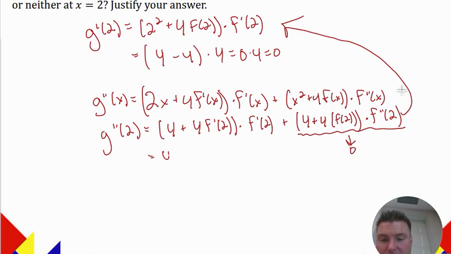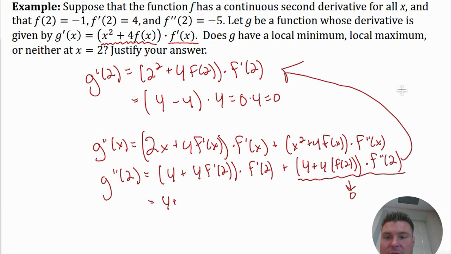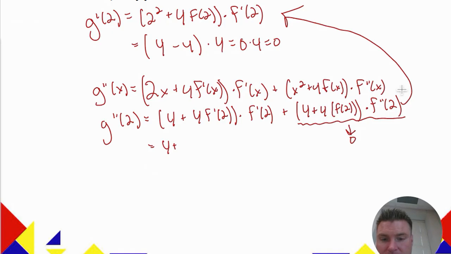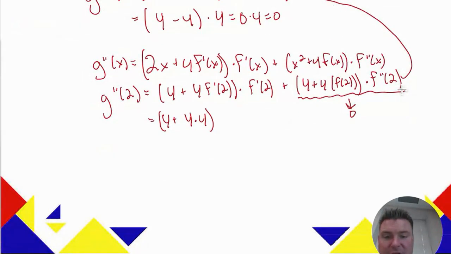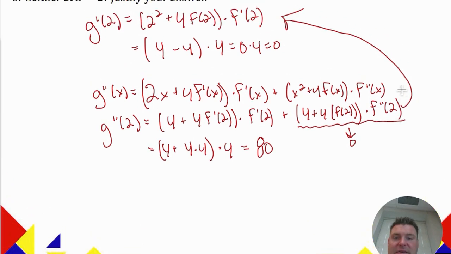So I'm going to get 4 plus 4 times 4, just by doing substitution here, and then times 4 again. Oh gosh, is that 80? I'm asking you as if you're going to respond back to me. It better be 80, because if not, I just made some bad arithmetic errors.